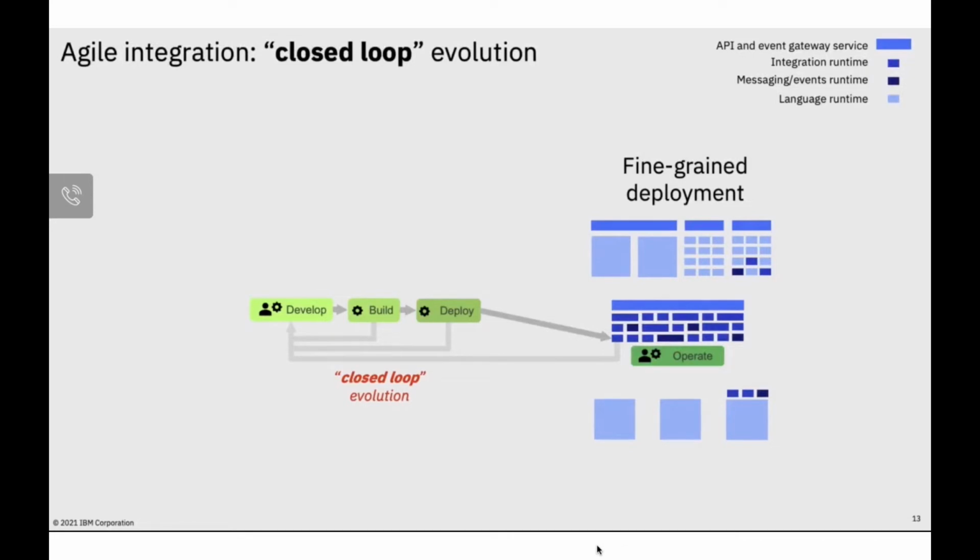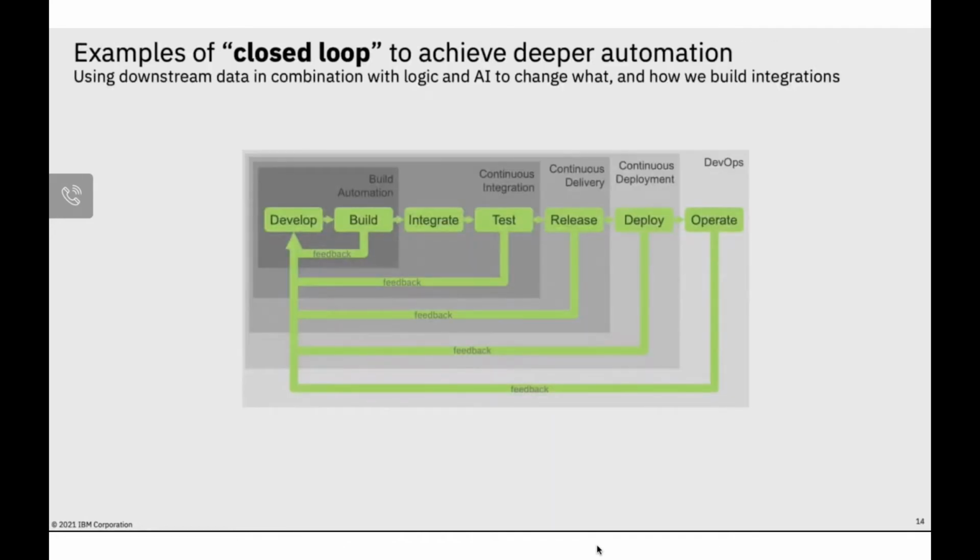This is what we're referring to when we talk about closed loop evolution. There are lots of opportunities to gain feedback from anywhere really in the CI/CD process, right the way through to operational data that could give us information about how to help you to build integrations differently, how to deploy them differently, how to operate them more effectively.